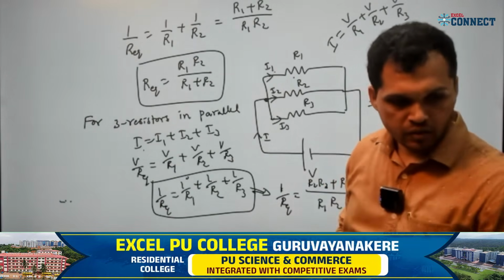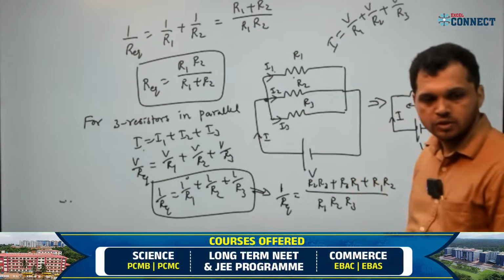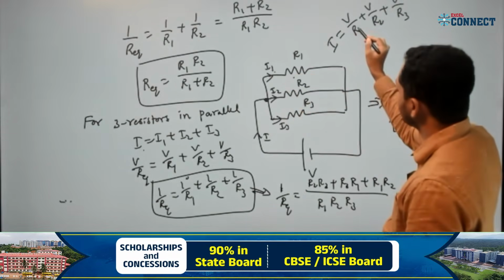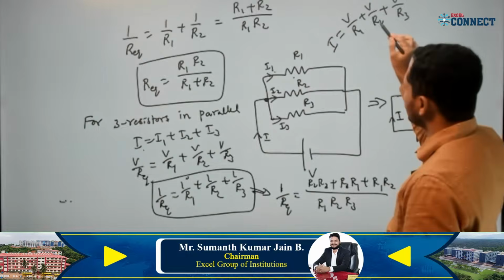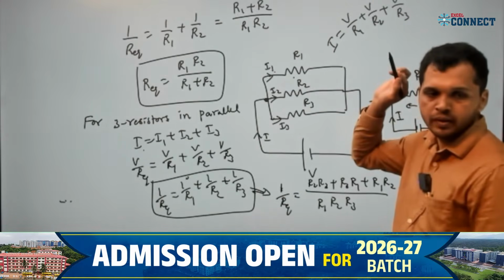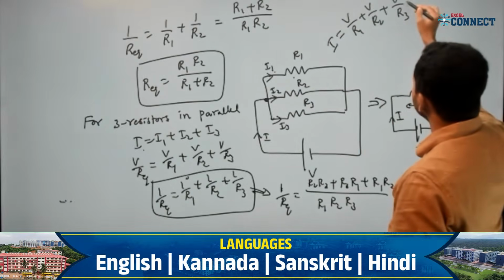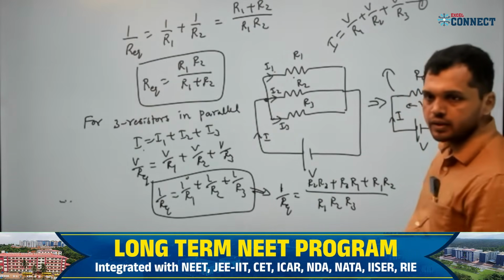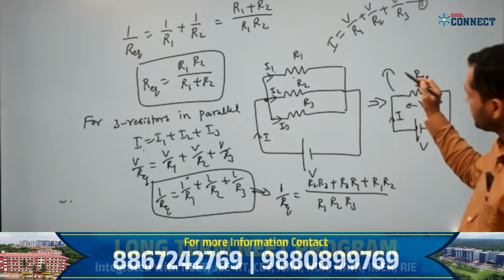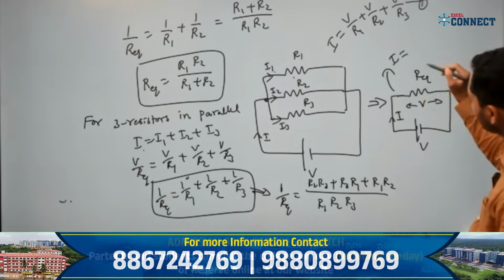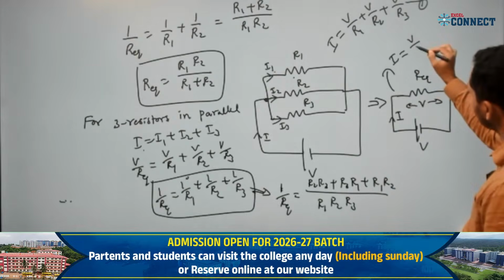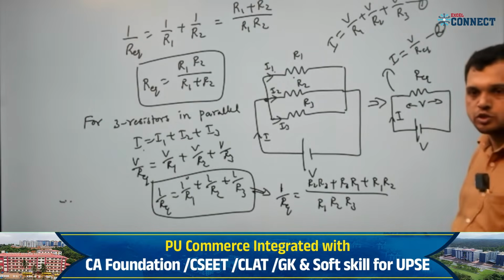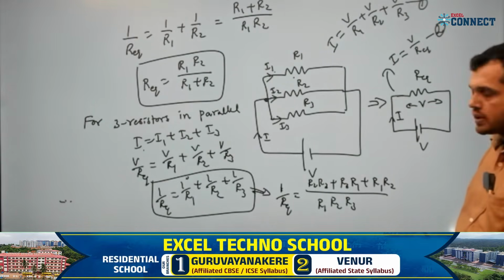Is it clear? Some are asking if you have doubts, not understood. Just to check this, this is for the first circuit. I is equal to I1, which I have taken as V by R1, I2 as V by R2, I3 as V by R3. This I will take as equation 1. Next, the second circuit. For this second circuit, I will write I is equal to V divided by R equivalent as the current. Take this as equation 2. Now it may be clear.